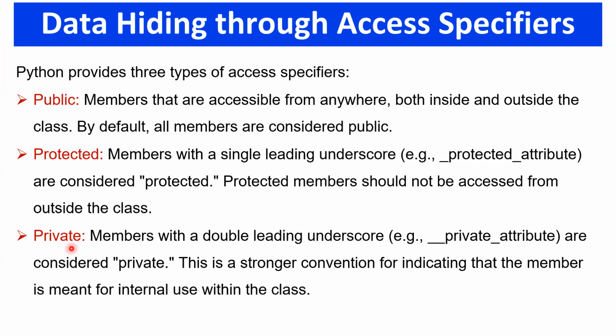And there is one more category of access specifier, which is called private. And private members are represented by using a double underscore at the beginning of the name of the attribute. And this is a stronger convention as compared to the protected members. For protected members, we have only one single underscore at the beginning of the attribute or method. Similarly, private members are indicated with a double underscore at the beginning. So as compared to protected, private data members are even more restrictive. That means one should not be accessing the private data members from outside the class.